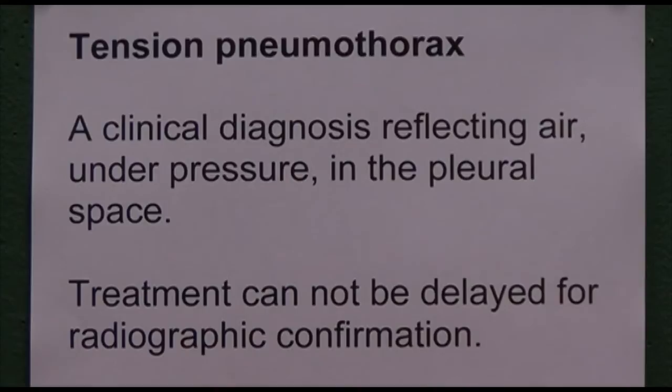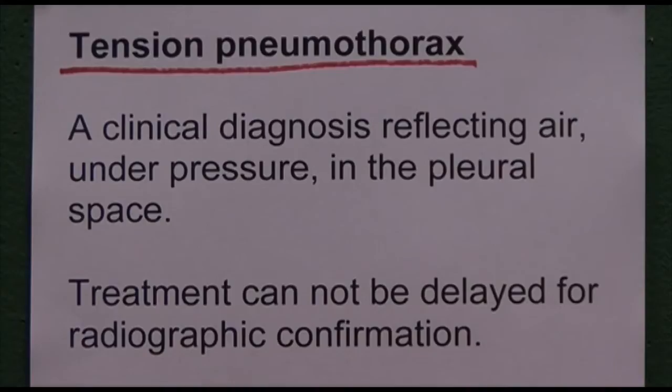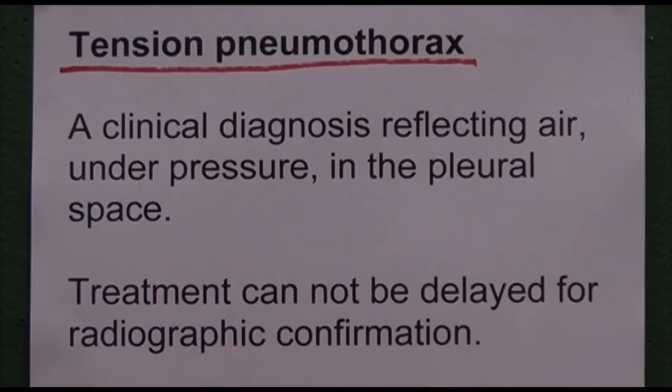Now, a tension pneumothorax develops when there's a flap from the lung or the outside air into the pleural space, allowing air in but not out. And the pressure will build up, causing tension or pressure effects. And it's a clinical diagnosis reflecting air under pressure in the pleural space. It's a clinical diagnosis because there probably is not time to get the patient a chest x-ray. And the lung will completely collapse.